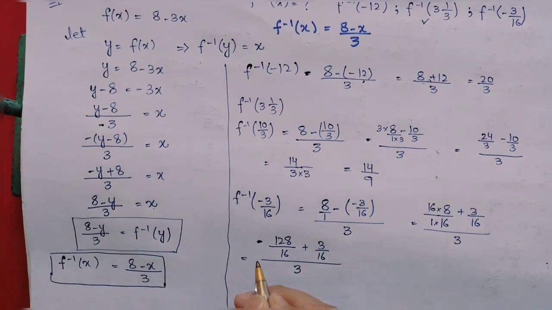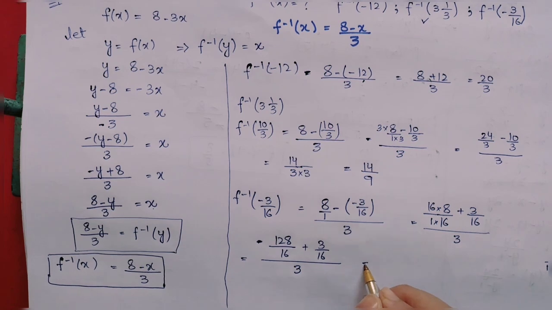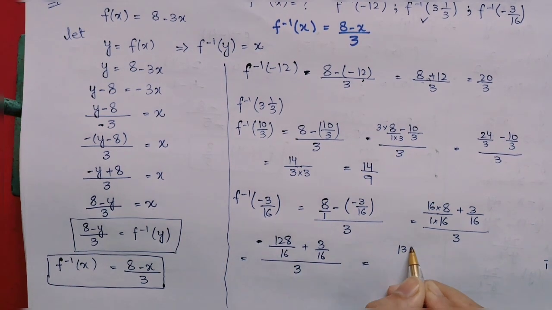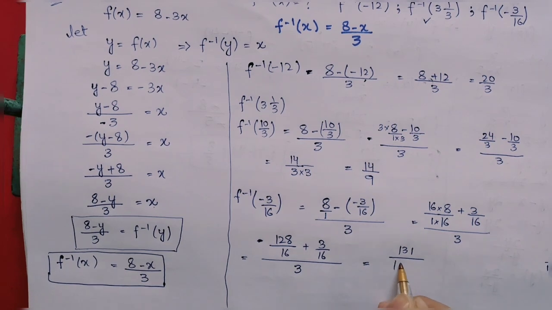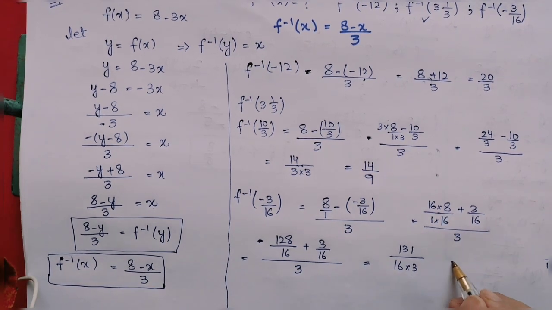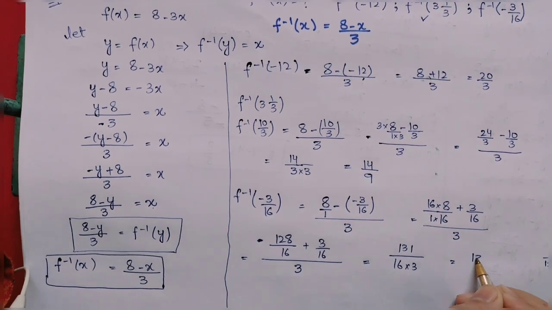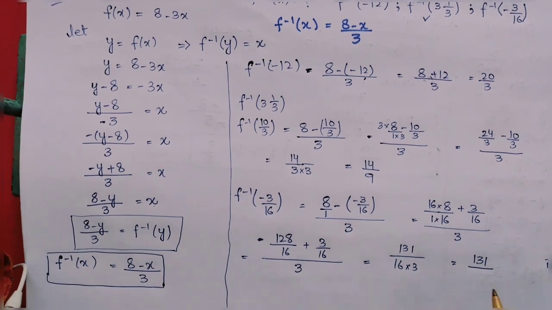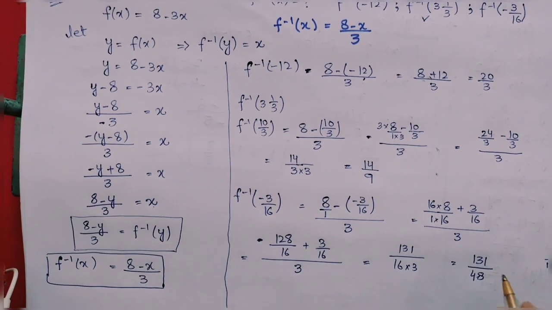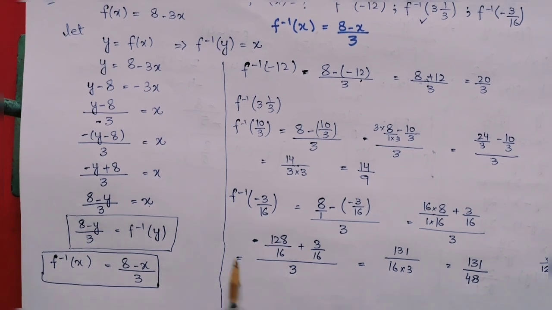Put the equal sign here. Now what you will get: 128 plus 3 becomes 131 over 16, multiplied by 3, because this value is in the denominator and this value is in the denominator, both the denominators become common and you have to multiply both of them. It becomes 131 over 48. So this is your answer for f inverse of minus 3 over 16.